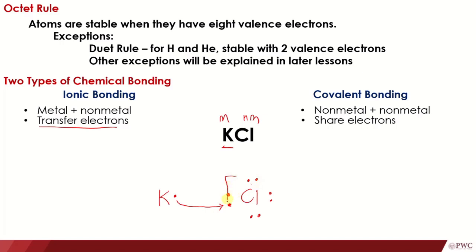So of course, this becomes charged. After receiving 1 electron, this becomes negative. Then here, after losing that electron, this becomes positive. So this is now the electron dot structure for potassium chloride or KCl.